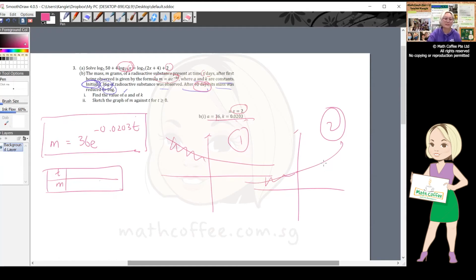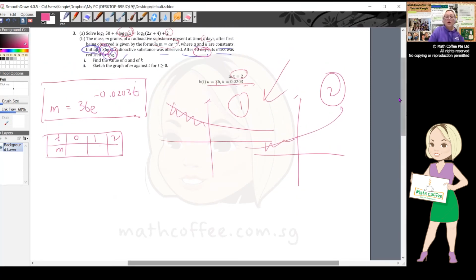I cannot have negative days. So you can say, substitute t equals zero, t equals one, t equals two, then you see what the value is. When you substitute it in, you will get some value, and you will know whether it is increasing or decreasing. But for this question, I already know it is decreasing. Why do I know that? Because initially it was 36 gram, then it becomes 16 gram. Isn't it decreasing? So I already know that it will be number one.